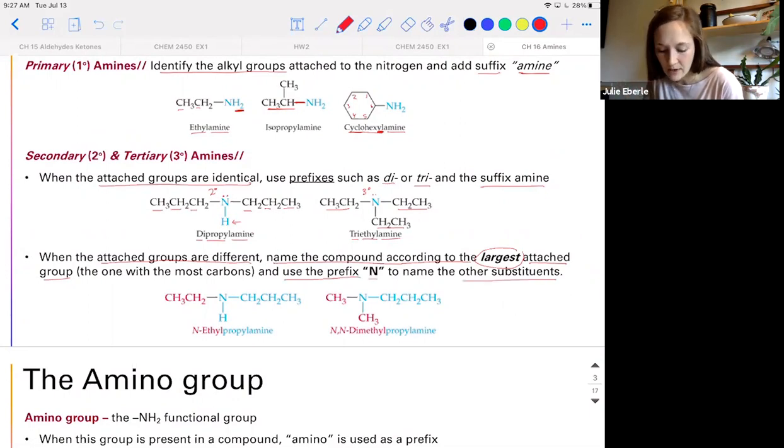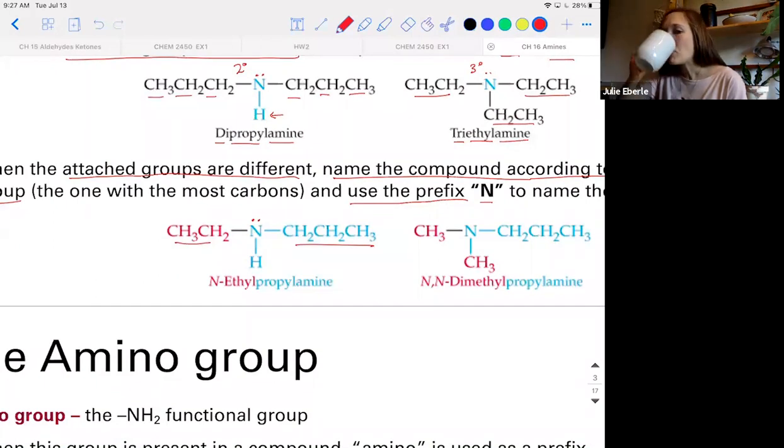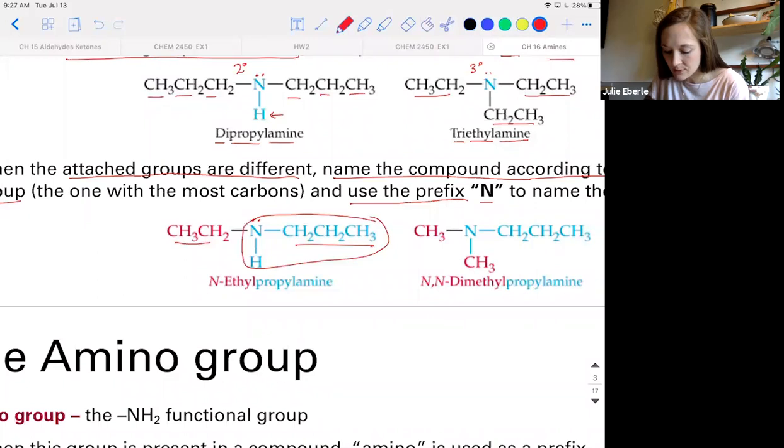Here's what I mean. Let's look at an example. You've got this nitrogen right here. We have an ethyl group and we have a propyl group attached. Which one's bigger? Which one has more carbons? Cameron said it, propyl. So we're going to name the compound according to this. We're going to call it propylamine.